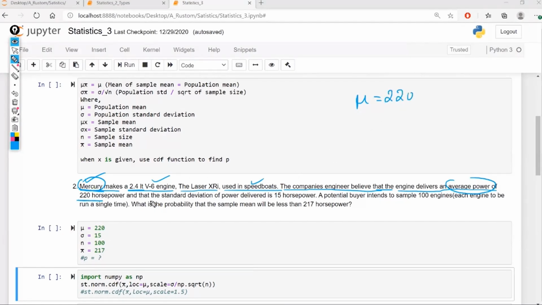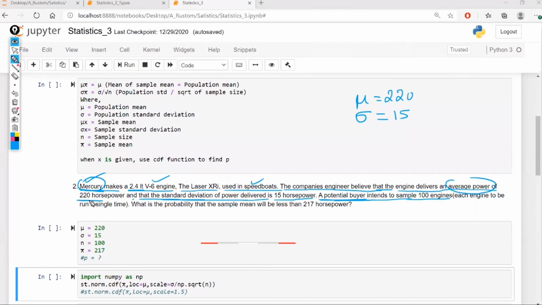And the standard deviation of power delivered is 15 horsepower. So he is claiming that the standard deviation of power is basically 15, sigma. Then what happens? A potential buyer, someone who wants to start a speedboat business and wants to buy, intends to sample 100 engines. The company can say anything.